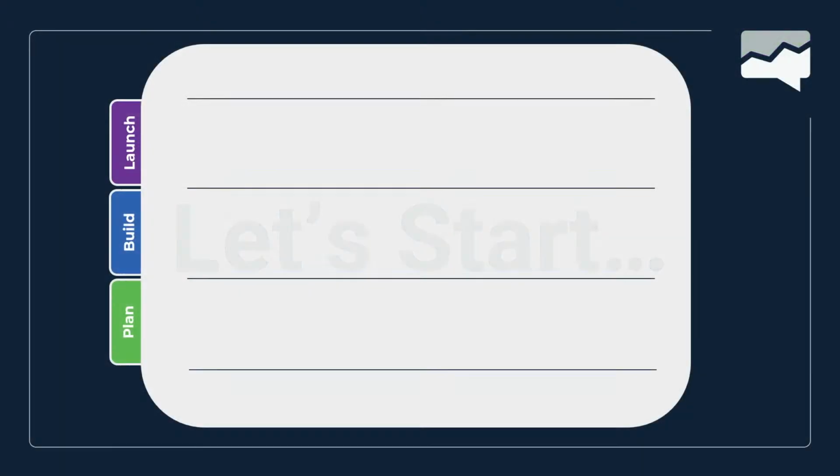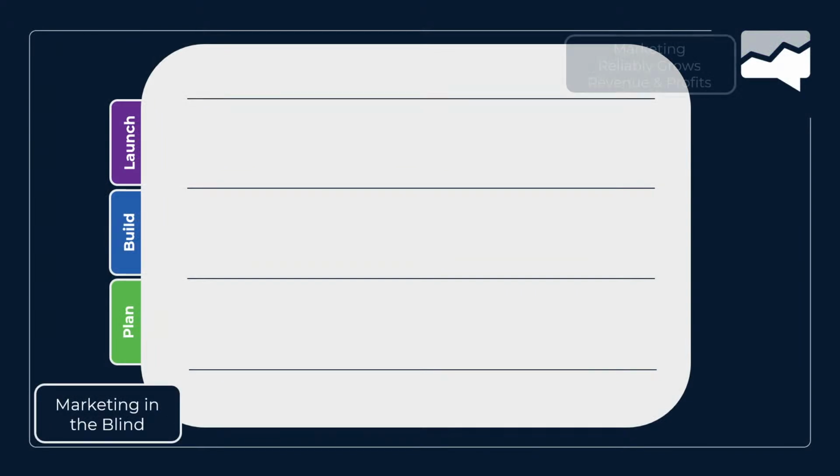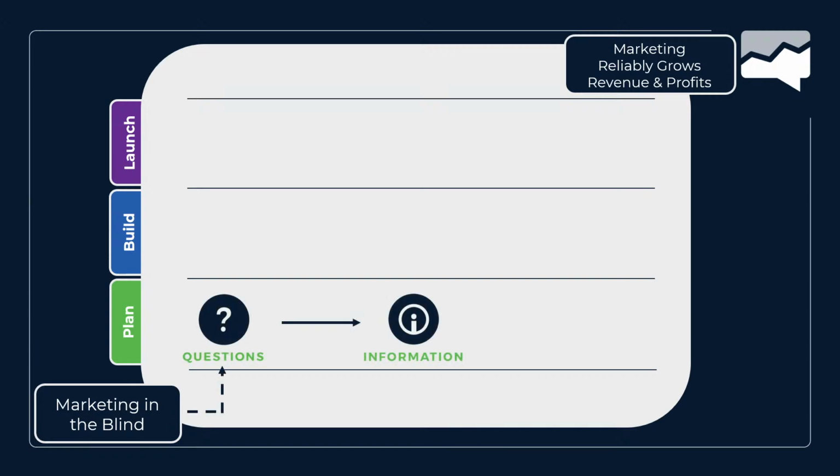Now we're going to go ahead and dive right in first with the framework. Remember, we're marketing the blind. We're trying to get to a point where we get revenue and profits. How do we do it? Plan, build, and launch. How do we plan? Asking the right questions, gathering the information, making sure we know what actions we're going to take based upon the answers.